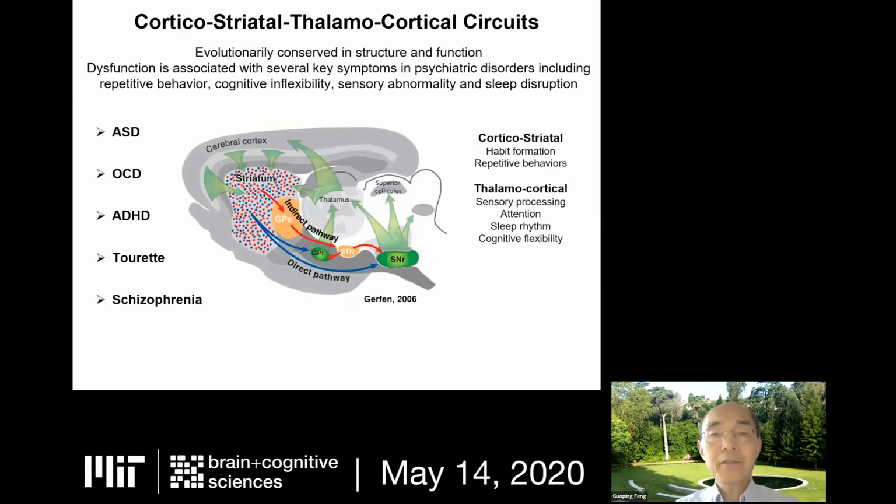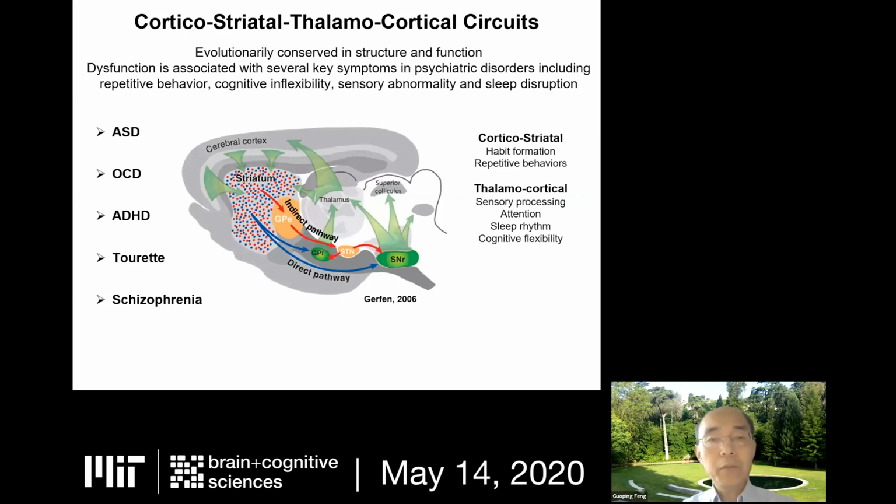One is that many of us who use animal models are looking for circuits that are relatively conserved across species. The second is that dysfunction of this circuit is associated with many of the key symptoms in psychiatric and neurodevelopmental disorders, including repetitive behaviors, cognitive inflexibility, sensory abnormality, and sleep disruptions, just to name a few. Many studies have also implicated dysfunction of the corticostriatal thalamocortical circuits in ASD, OCD, ADHD, or schizophrenia.